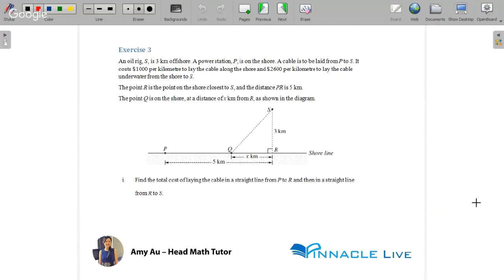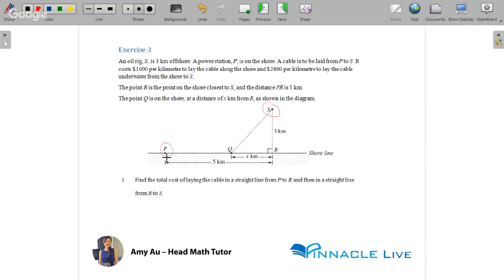All right, so what we have here is we've got an oil rig. So this is the oil rig, 3 kilometers offshore from a power station. So that's the power station. All right, so we're trying to join P and S together somehow. Now there's a couple of ways you can do it.